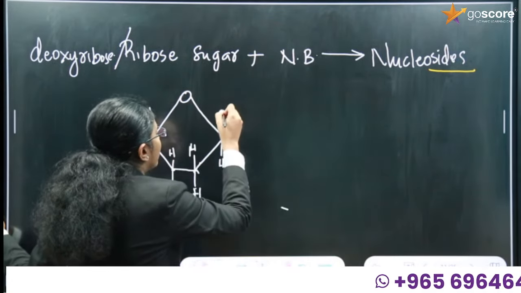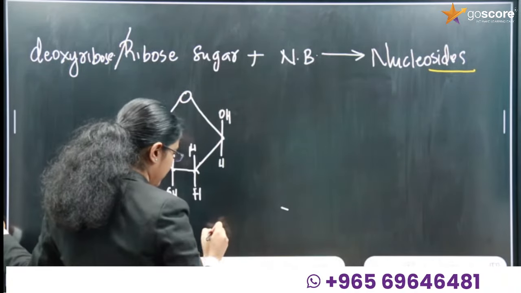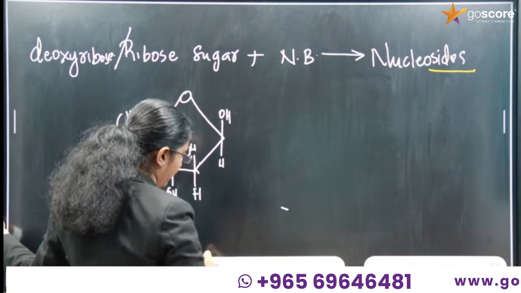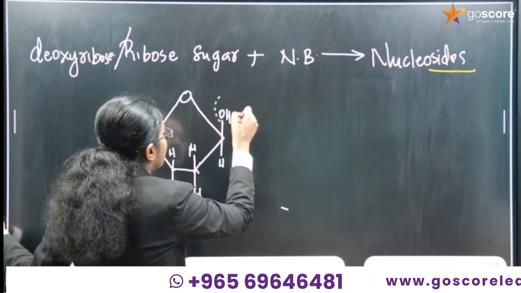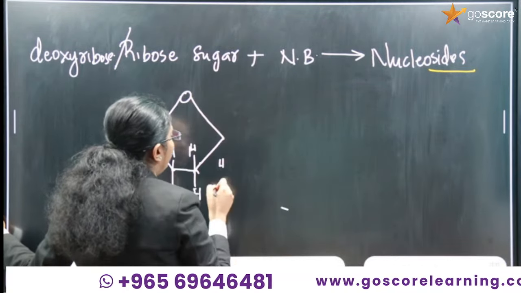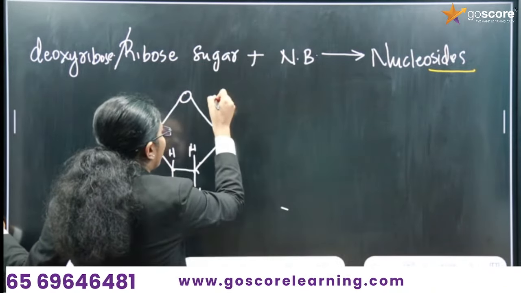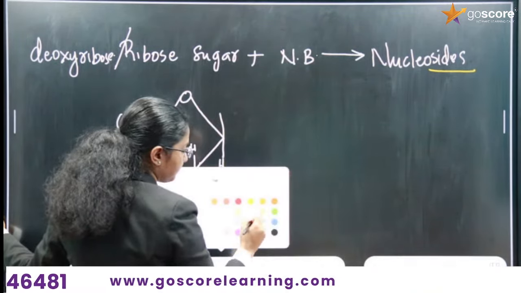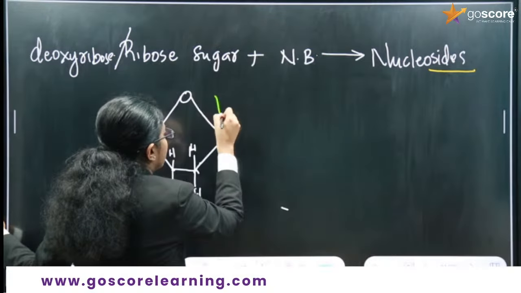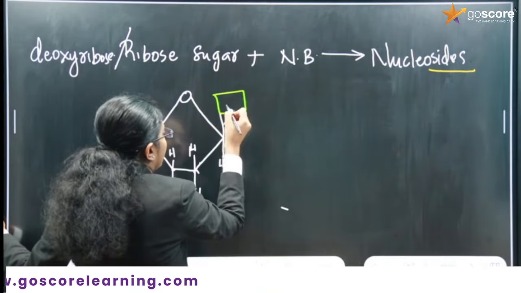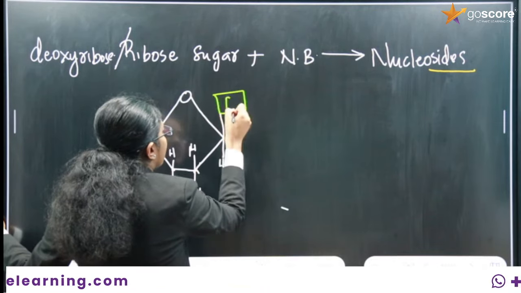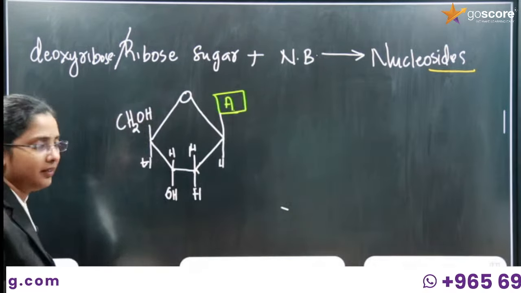To the first group, what will it be attached? If you are considering this OH, it will be moved or removed. Okay, this OH will be removed. Instead of OH, what will be present? The first group will be attached to the nitrogen base. Okay, so there is a nitrogen base here, and that nitrogen base is adenine.